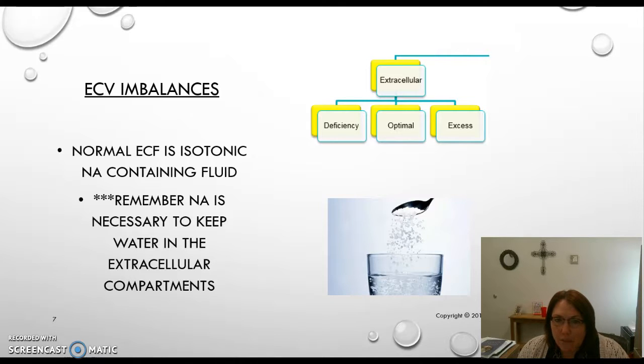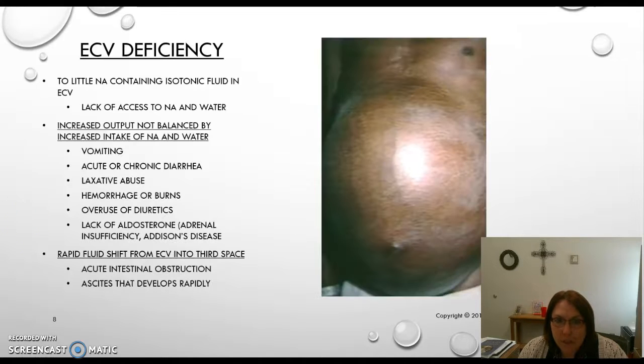Okay. Remember, sodium is necessary to keep water in the extracellular compartments. If we don't have sodium, then we start losing that water. So it has to do with how we concentrate our urine and things like that. So extracellular volume deficiencies, we can have too little sodium-containing isotonic fluid in the extracellular.